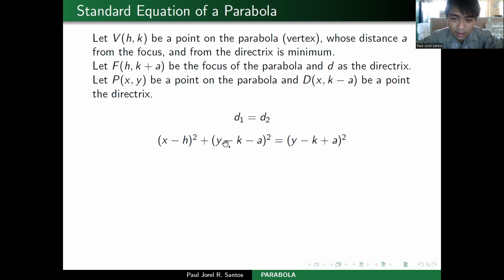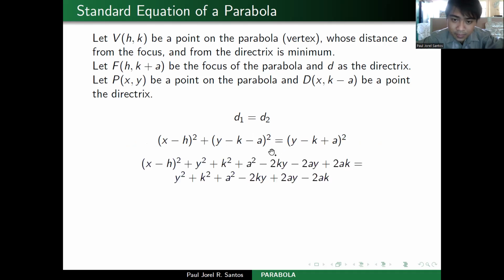And afterwards, we are going to square this y minus k minus a. We also are going to get the square of y minus k plus a. In doing so, we have this. Okay, y squared plus k squared plus a squared. Both sides of the equation have these terms, no? Because we just square the first, second, and third terms.